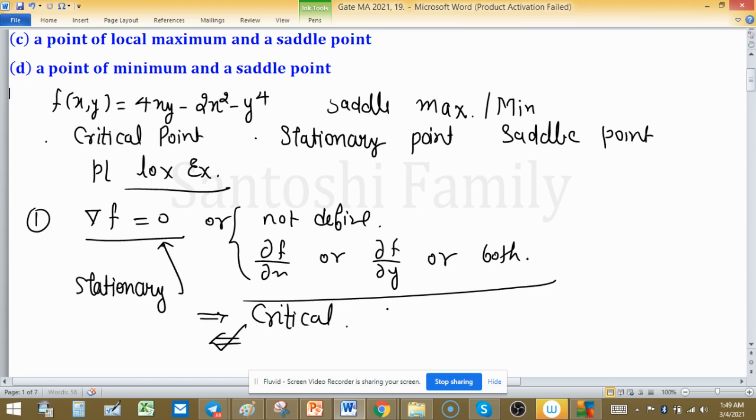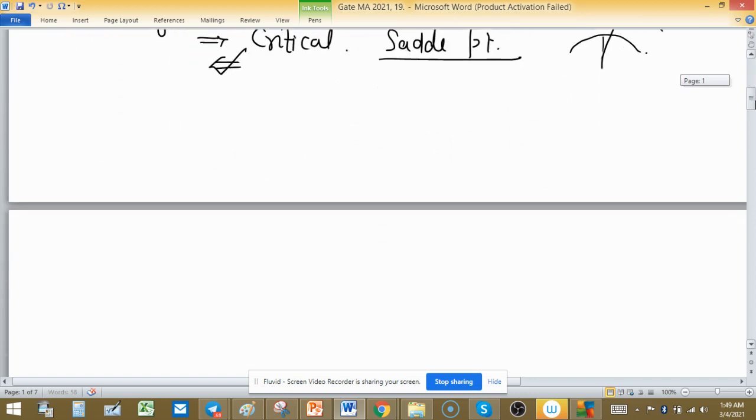A saddle point is one of those points where, as we go away from the point, the surface of the function is increasing in one direction and decreasing in another direction. The nomenclature of this point is basically from a horse saddle. Now come to the problem.